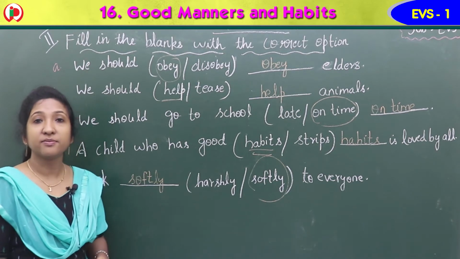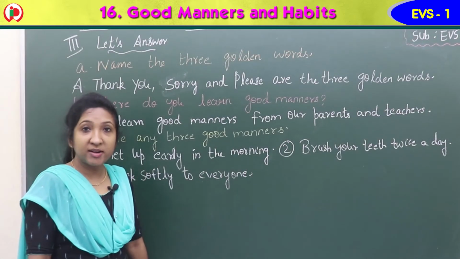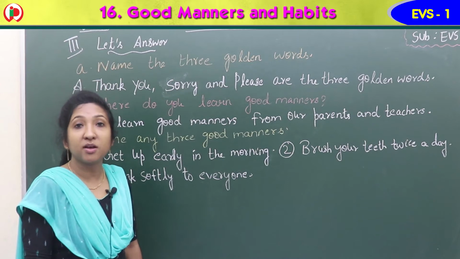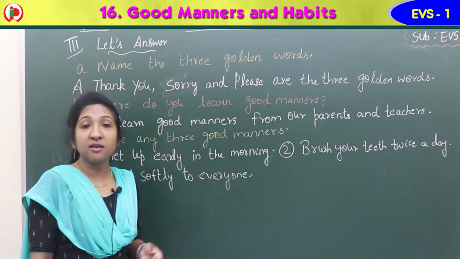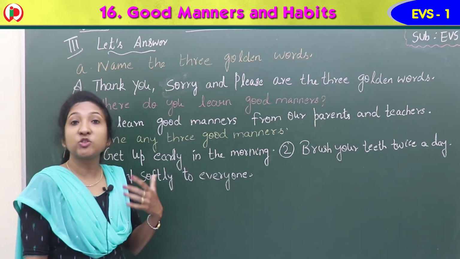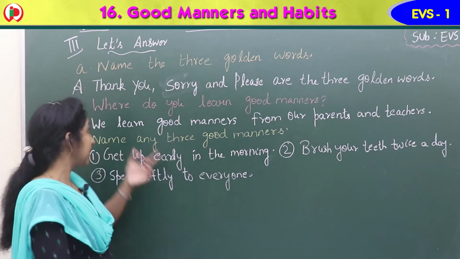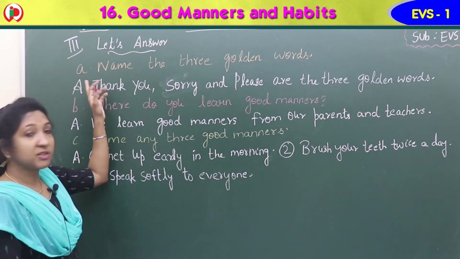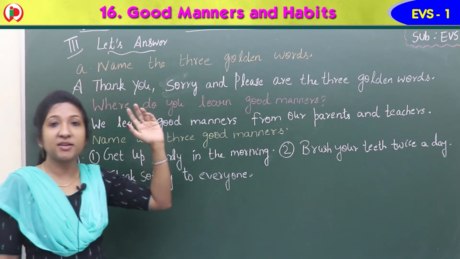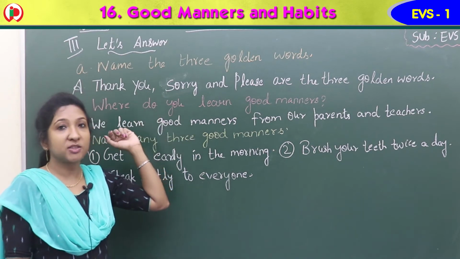Okay, children? Yes, children, so our next exercise in the workbook is exercise 3. Let's answer. There are questions given. You have to answer those questions. Okay, 3 questions are the A, B, C. So, first question, question A. Yes, children, come on. Read the first question.